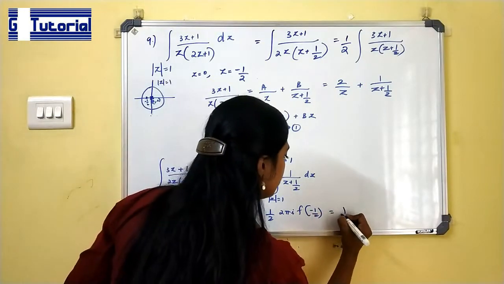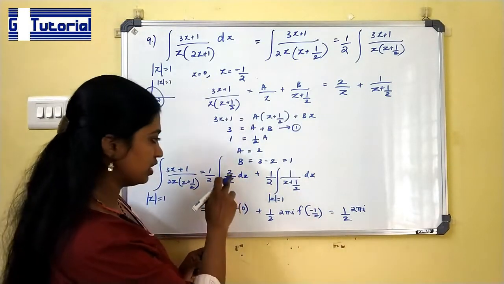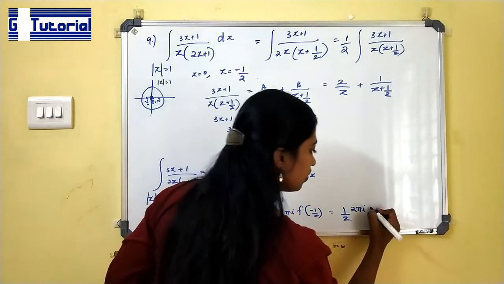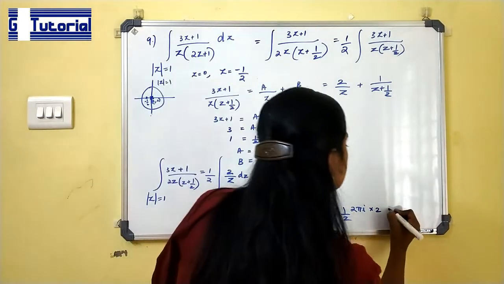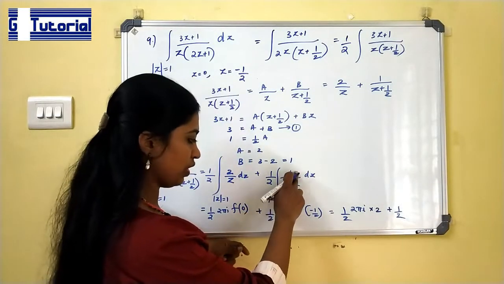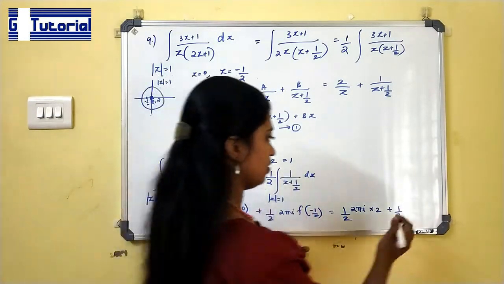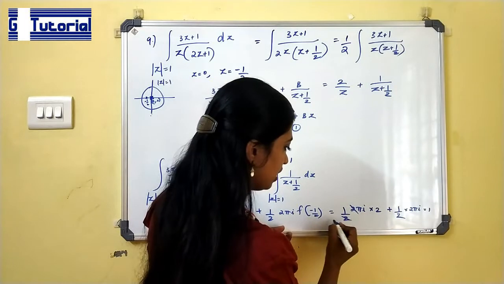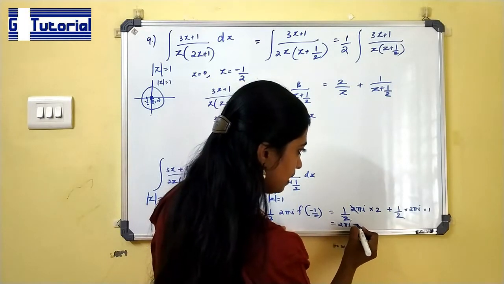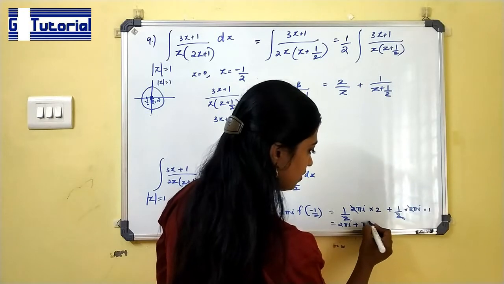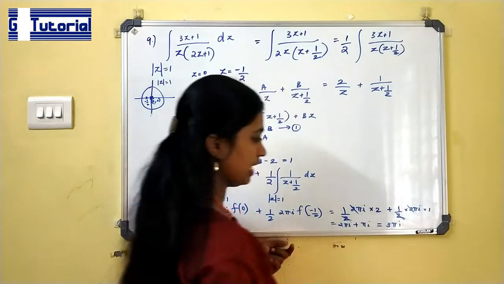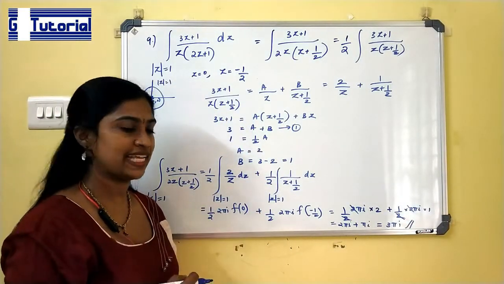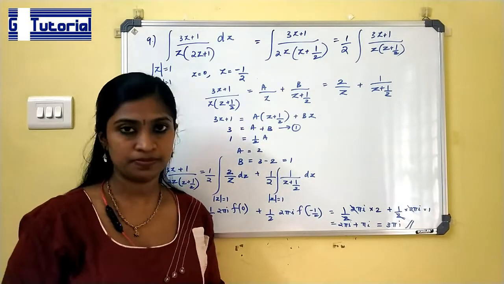That is 1 by 2 into 2 pi i into, here the function is 2. So f of 0 is 2 itself, into 2, plus 1 by 2 into 2 pi i, here the function is 1. So f of minus 1 by 2 is also 1. 1 by 2 into 2 pi i into 1. 2 and 2 get cancelled. Here the answer is 2 pi i plus pi i, that is 3 pi i. This was a question asked in a previous question paper of the exam. Now you can do the next problem.